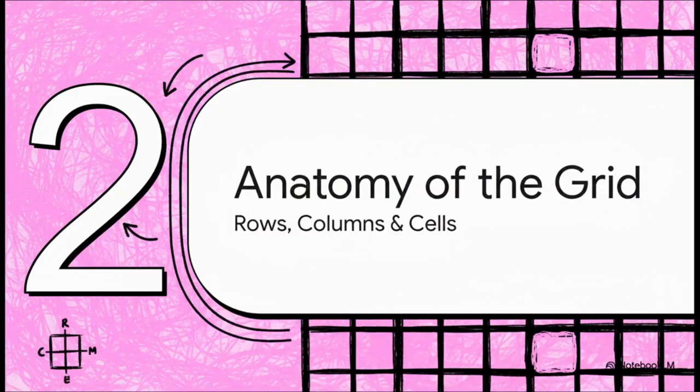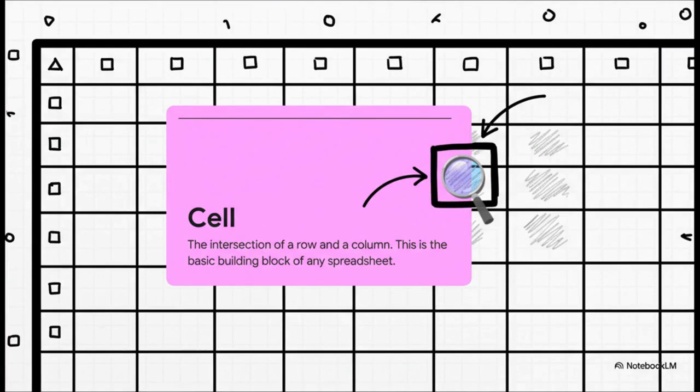All right, let's look at the anatomy of the grid. At its heart, a spreadsheet is really just a gigantic grid. Think of it like a massive sheet of digital graph paper. We're going to break down exactly how it all works. The most basic, fundamental piece of this whole puzzle is the cell. You see all these little boxes? Each one is a cell. It's simply where a vertical column and a horizontal row meet up. This is the basic building block where all of your data is going to live.